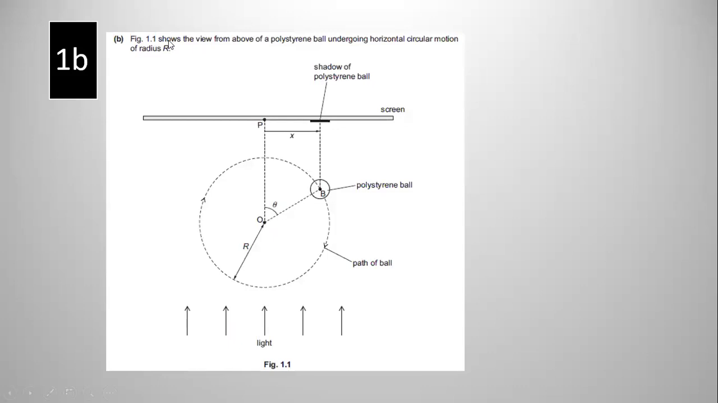Figure 1.1 shows a view from above of a polystyrene ball undergoing horizontal circular motion of radius r. Basically, this one I stopped teaching now because it never came out. This is the first time it has come out. So this one is undergoing circular motion. The shadow on the screen is going to and fro, in harmonic motion.